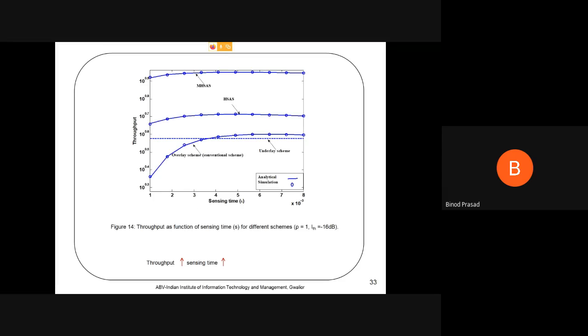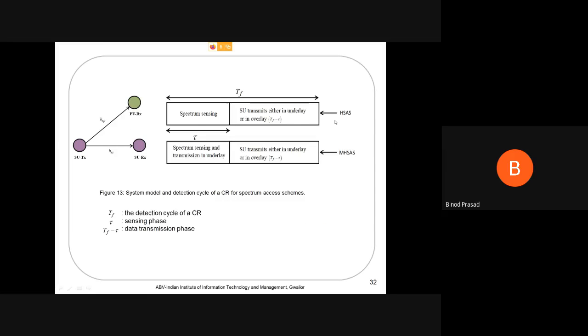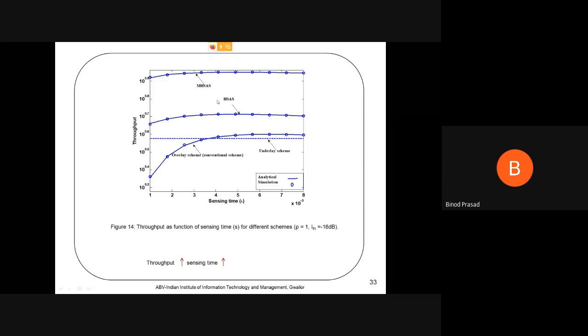And then we have measured the performance in terms of throughput, and we can say that this modified hybrid spectrum access scheme gives better results. In case of the HSAS scheme, this portion of time is not utilized for any information processing, and only this much time is used. But in this modified scheme, this much time is also used, because if you use the underlay approach, one can transmit at the same time. So we also get throughput for the sensing duration, and that's why this performance is better as compared to the HSAS scheme. If you use only the underlay scheme, then this is the throughput.